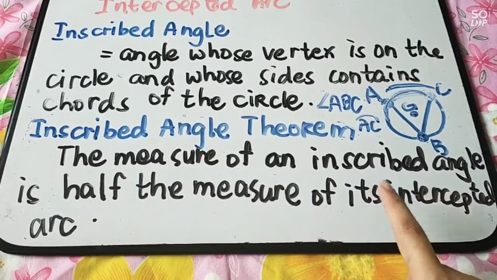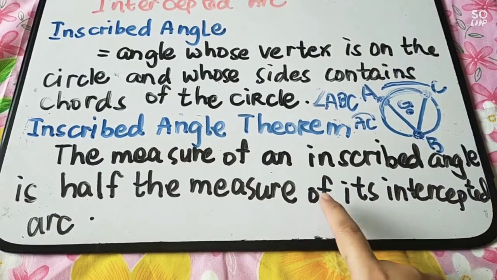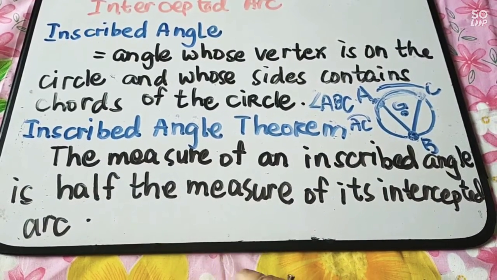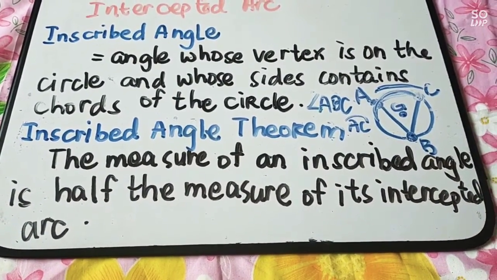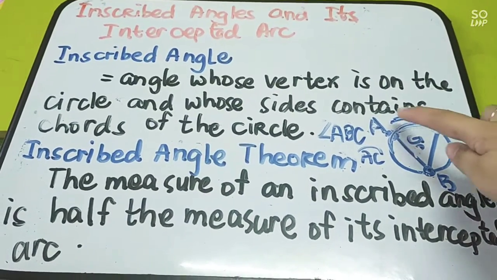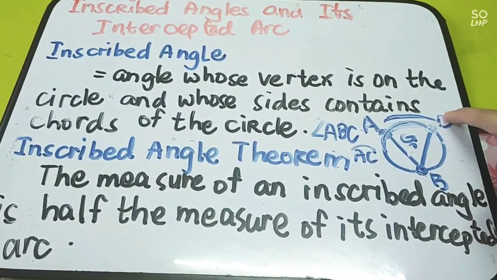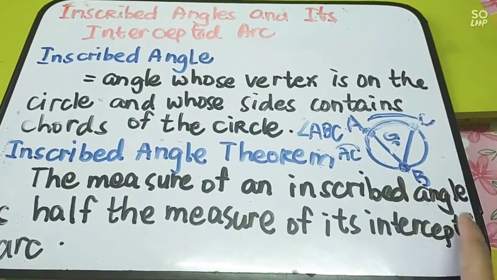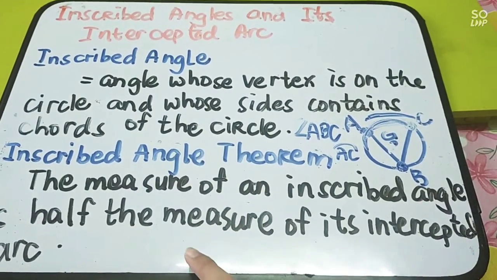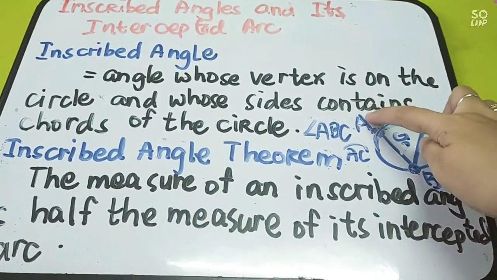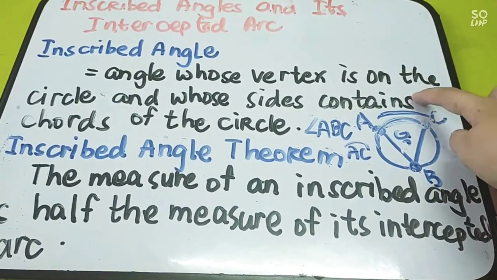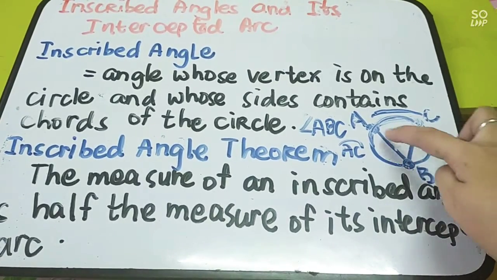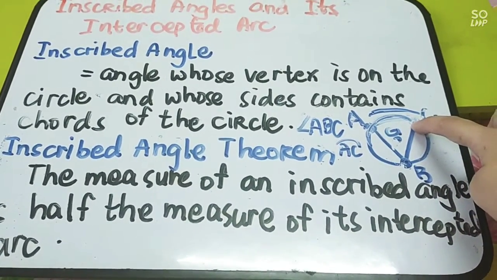The measure of the inscribed angle is half the measure of its intercepted arc. Kalahati daw siya ni intercepted arc. For example, if AC is 100, what's the measure of angle ABC? So, since the measure of inscribed angle is half the measure of the intercepted arc, what is the half of AC, which is 100? The half of it is 50. Therefore, the measure of angle ABC is 50 degrees.